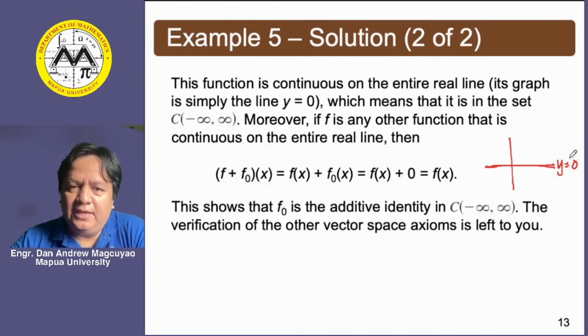Moreover, if f is any other function that is continuous on the entire real line, then f plus f sub 0 of x is equal to f of x plus f sub 0 of x, where f of x plus 0 is equal to f of x. So if we add this 0 vector or 0 function to another function, the result is still the original function. This shows that f sub 0 is the additive identity in the continuous functions from negative infinity to positive infinity. The verification of the other vector space axioms is left for you to finish.